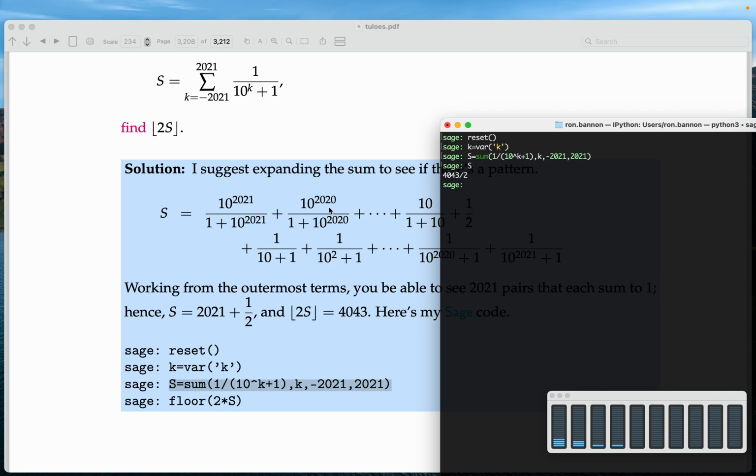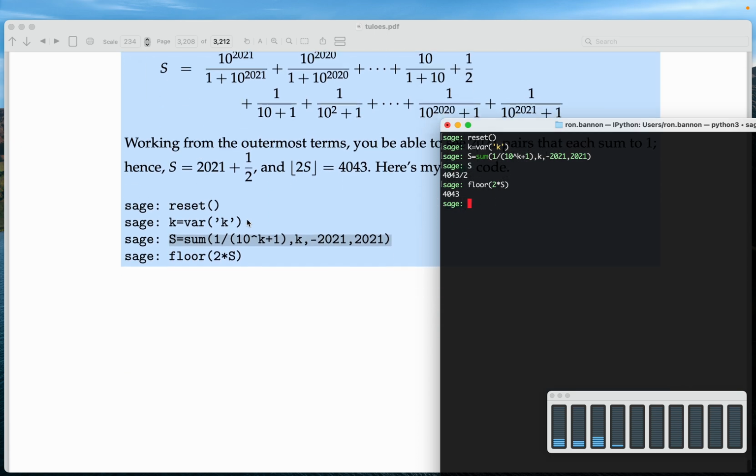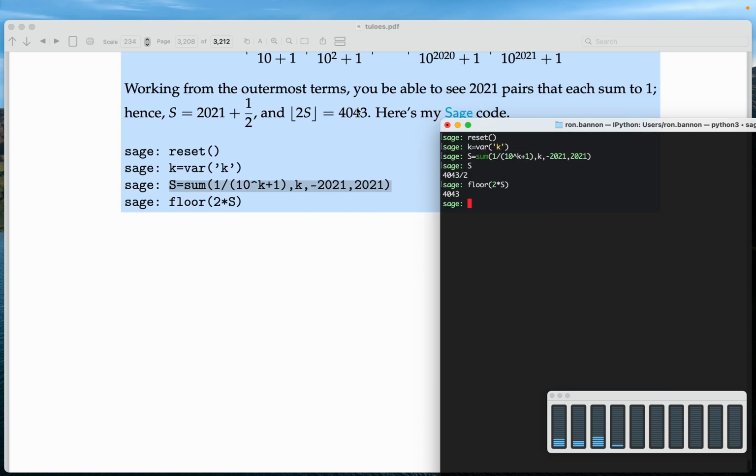Now, what's the question? The question is the floor. The floor of what? It's going to be 2 star the S. All right? And what do you get there? You get 4,043. What answer did we get? 4,043. It's important to realize why I'm checking. I'm checking to make sure I didn't make any error in my paper and pencil work. And that's the sole reason for checking these things.